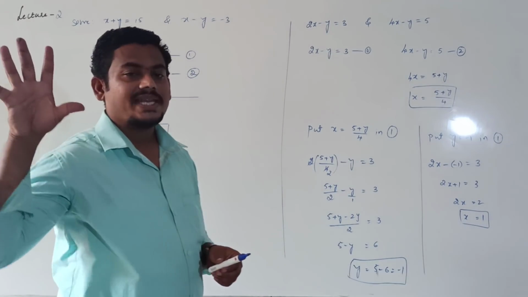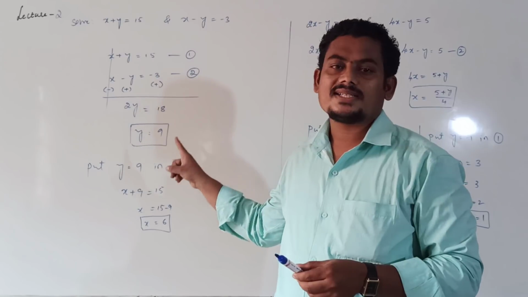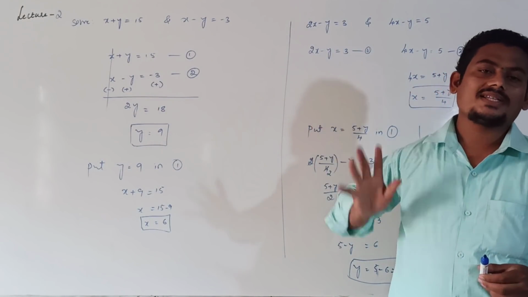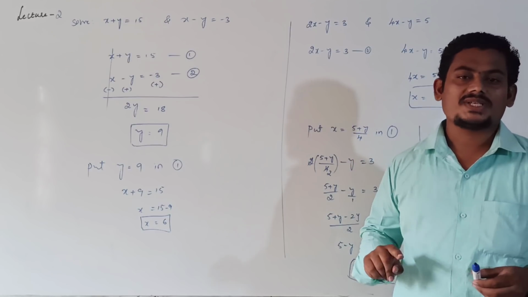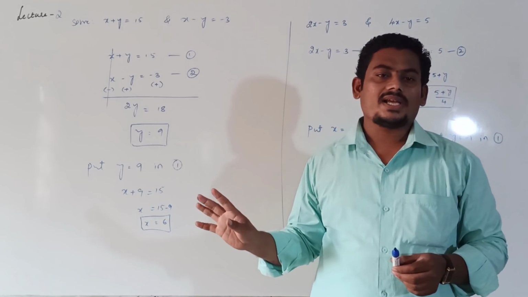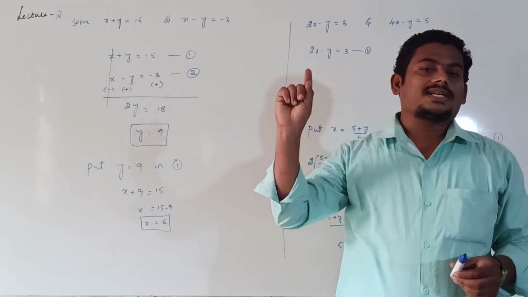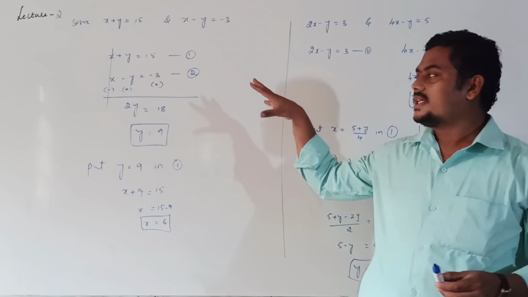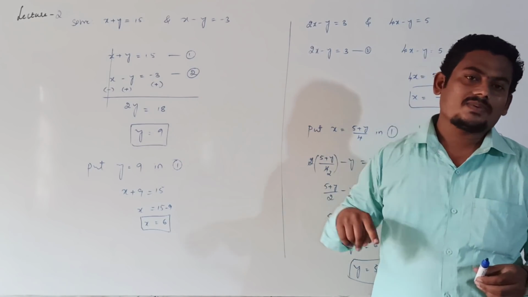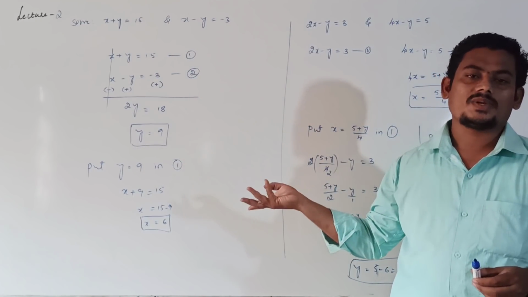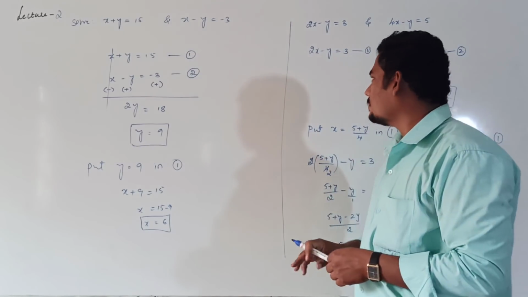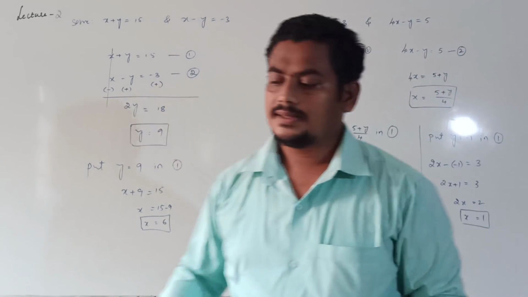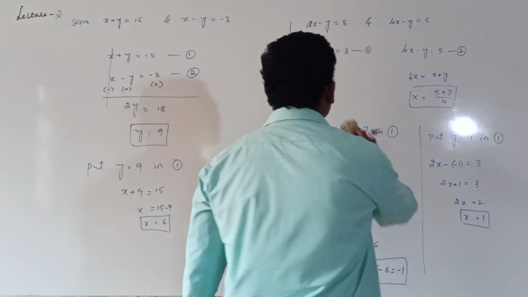You can use any one of the methods and you get the same answer. By the method of substitution, or by equalizing coefficients, or by cross multiplication, you get the same x value and y value. I will solve this problem by equalizing coefficients. Same problem.